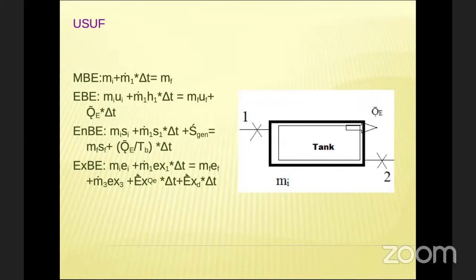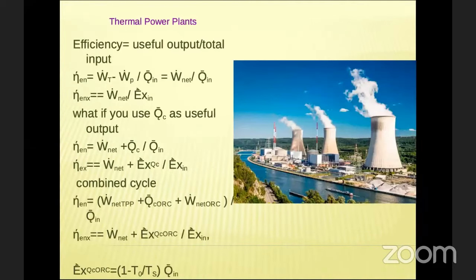And we know that thermal power plants operate on the simple Rankine cycle. So far we have used the term efficiency, which is nothing but the useful output by total input: turbine work minus pump work by heat input. And the second equation, exergy: W net by exergy input we have to consider. If you use QC as useful output, what I'm trying to say here is that from the power plant's turbine, the heat is rejected to the condenser. That heat also I am taking as useful output, because I am talking about exergy, not energy. So in that case, that QC will come under the numerator: W net plus QC divided by total heat input. Like this, we can write the energy efficiency and exergy efficiency.